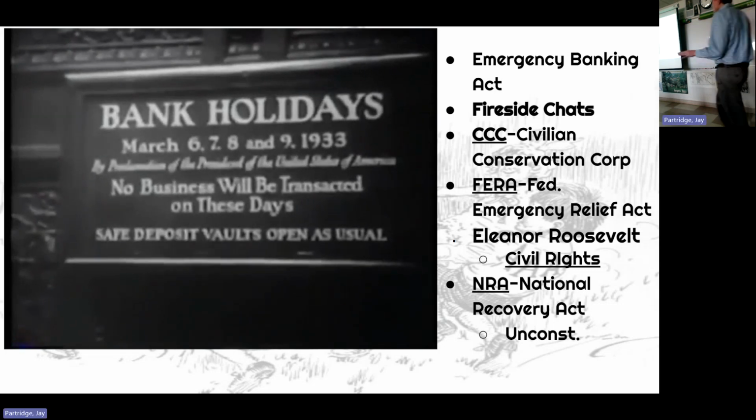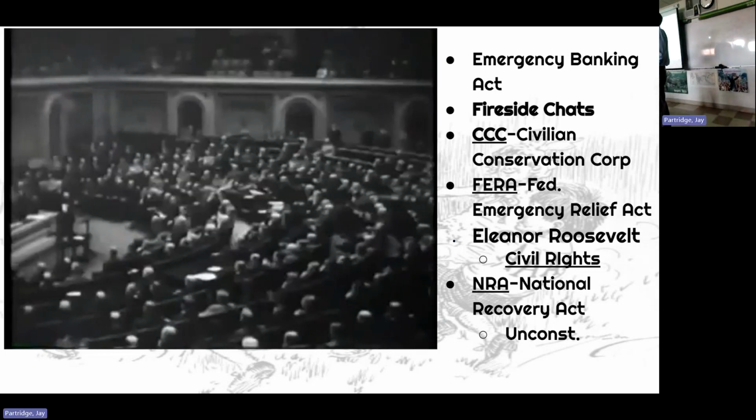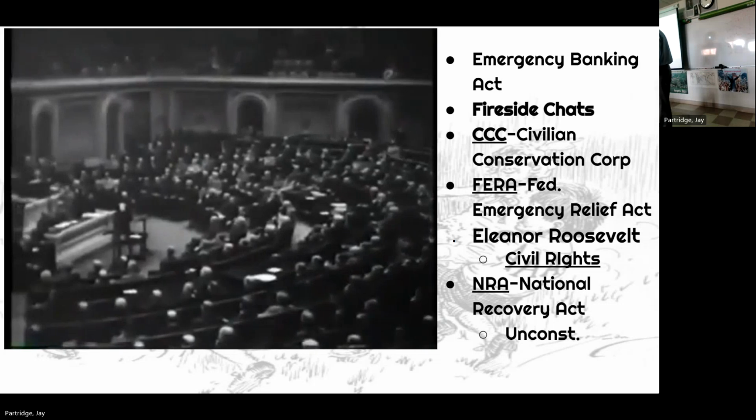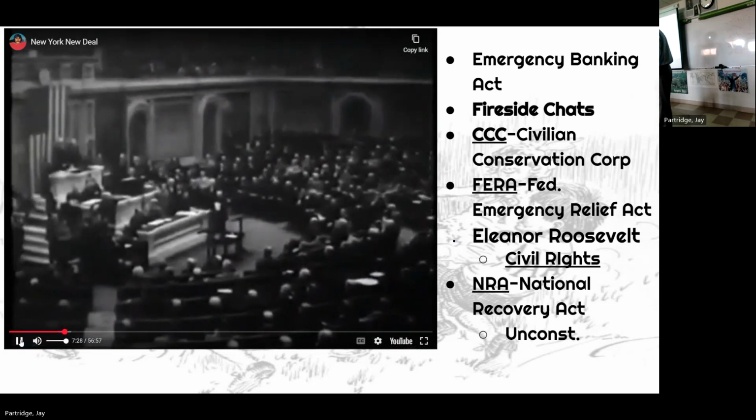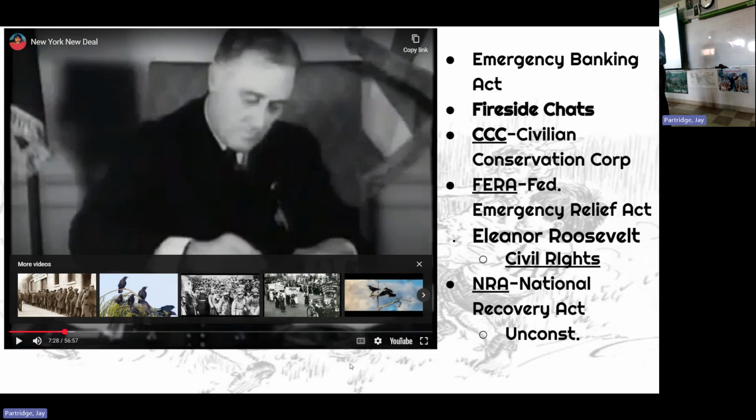So they shut the banks down. The emergency banking bill. So they shut down every bank in the United States and they injected capital into the banks. Capital for banks is money. And so the banks would not collapse.